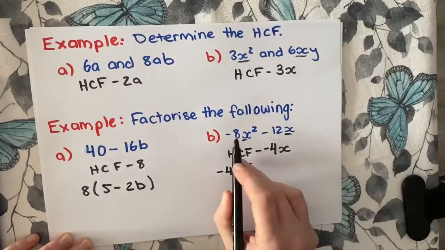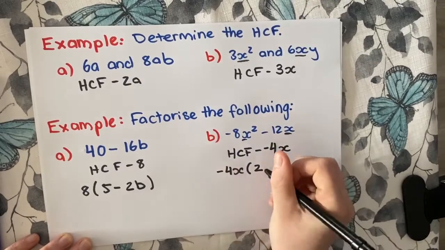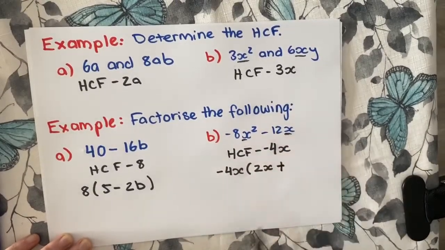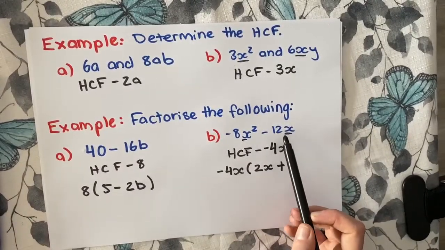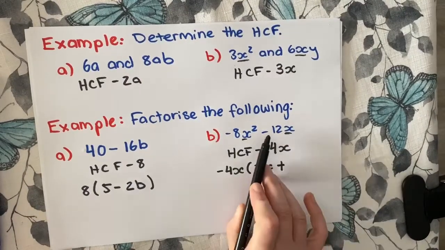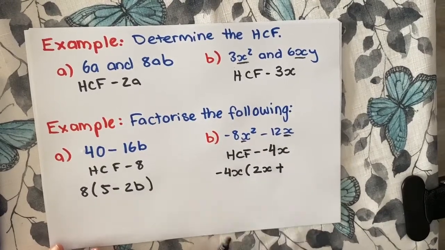Alright, now 8 divided by 4 is 2. Because it's x squared, we know we're going to have an x. We're going to have plus. The reason why plus is because a positive times a negative will give us a negative answer. If this had been a plus here, that would have been a positive there, and that would be a minus.